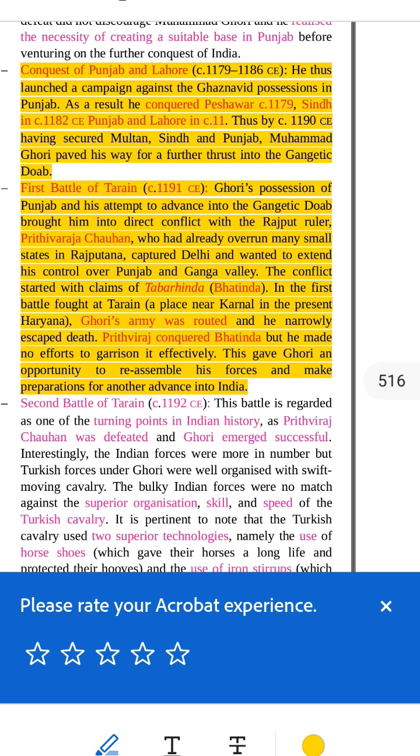These areas were earlier controlled by Ghaznavid rulers, who had become weak. Ghori defeated them one by one and made these places part of his own kingdom. By 1190 CE, he had full control over Multan, Sindh, Punjab, and Lahore.